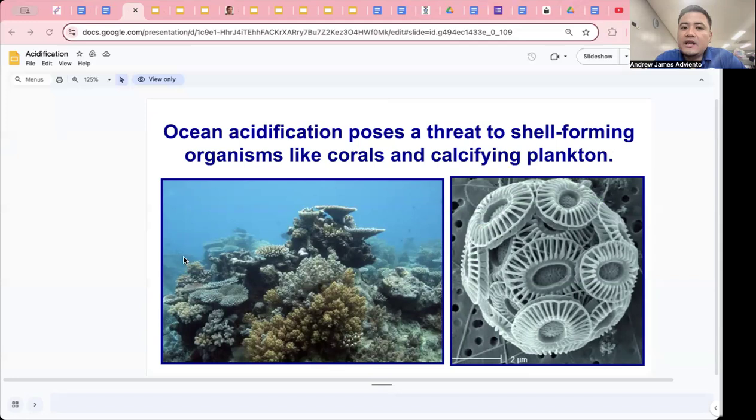So ocean acidification threatens marine organisms that rely on calcium carbonate to build shells and skeletons. Examples are the corals, oysters, clams, and plankton, which need carbonate ions to form their structures. But as more hydrogen ions are introduced, they bond with carbonate ions instead of calcium. And this means less carbonate is available for marine life, making it harder for organisms to build and maintain shells.